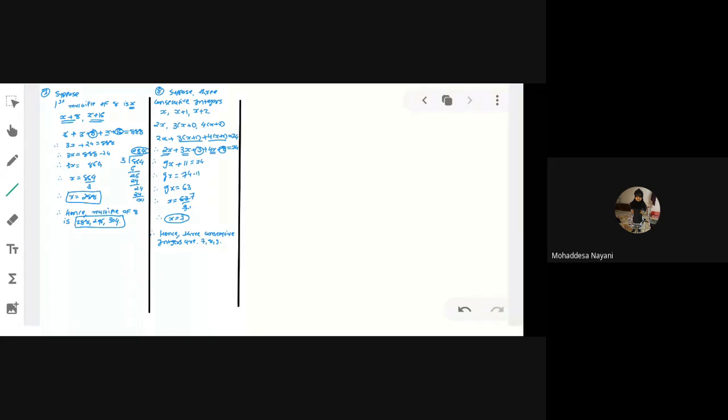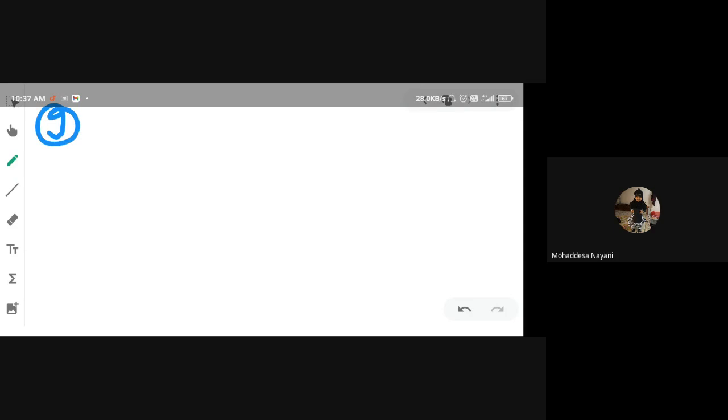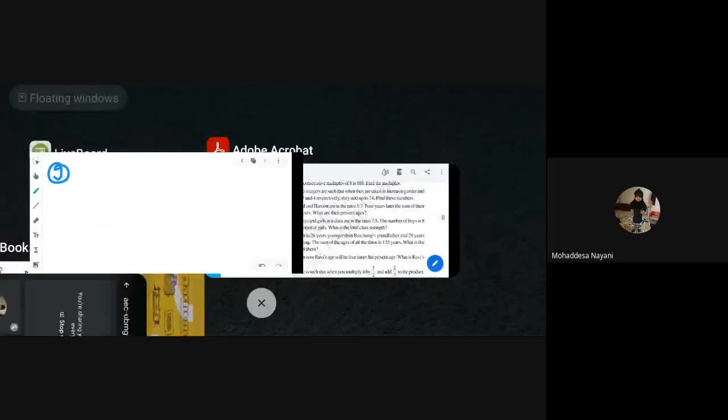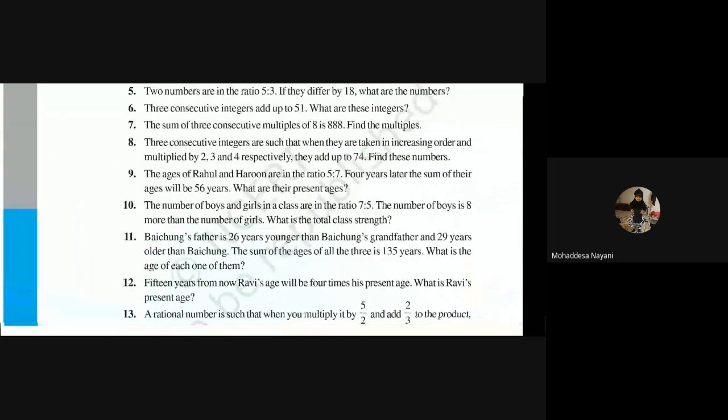Okay. Now you can see question number 9. The ages of Rahul and Harun are in a ratio 5:7. 4 years later, the sum of their ages will be 56 years. What are their present ages?